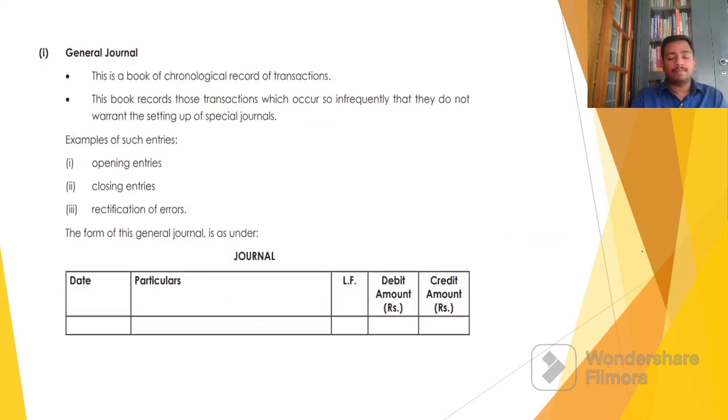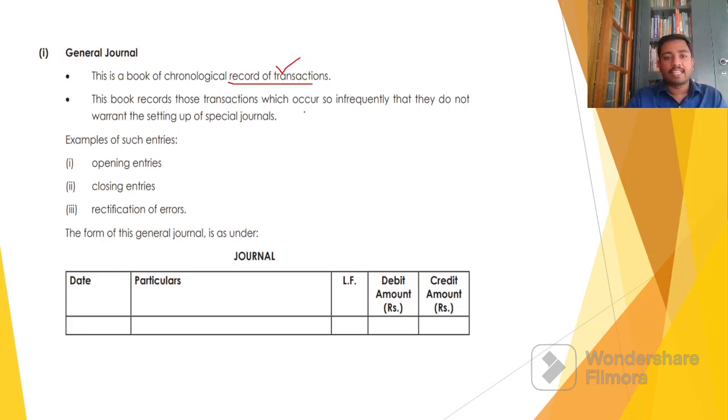Next, let's see what is a general journal. This is a book of chronological record of transactions, that is simply known as a journal. Here there are no bifurcations. We are not considering whether it is a cash transaction, or related to purchases, sales, inwards, outwards, bill receivable, or bill payable. We are not at all considering that. Every transaction is recorded into this book in chronological order.